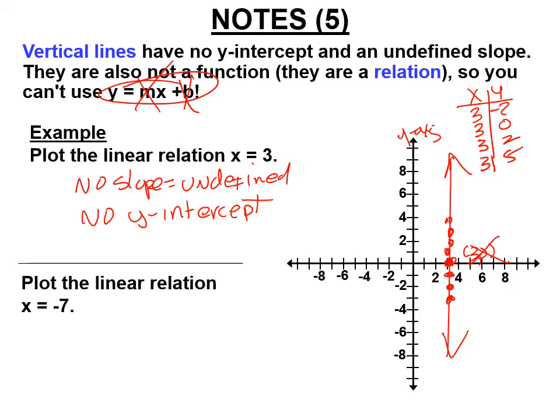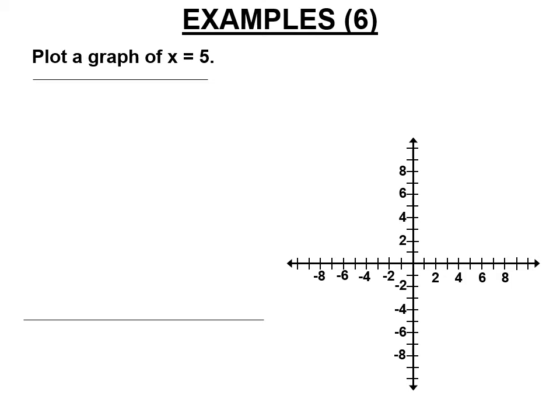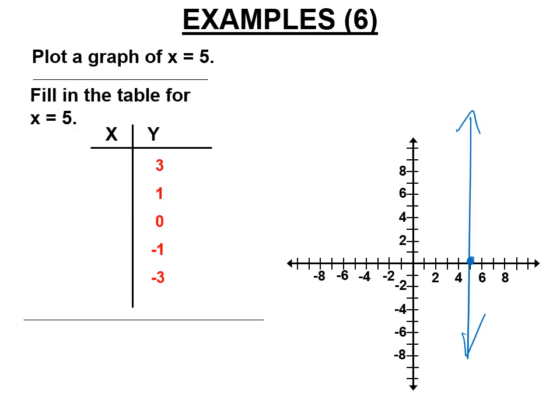All right, so plot the linear relation x equals -7. So there is -7, and we need the vertical line where the x-coordinate is always -7. All right, plot the graph of x equals 5. So we need a vertical line where the x-coordinate is always 5. Fill in the table for x equals 5. When y is 3, x is 5. When y is 1, x is still 5. When y is 0, x is 5, and so on. The x coordinate is 5 everywhere.